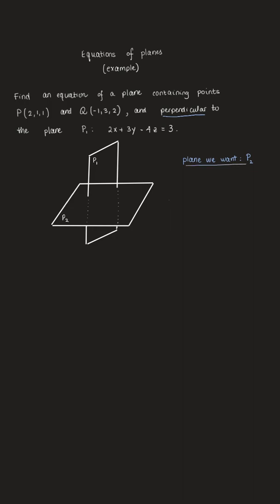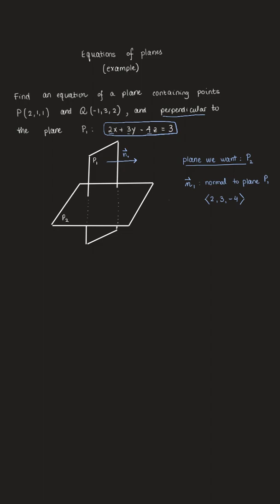Now, for the plane that we have right here, we can read off the normal to that plane. Let's call that N1. N1 is the normal for plane P sub 1. I'll sketch it over here. It looks something like this. And this normal is the vector 2, 3, negative 4. We can read that right off from the equation of the plane. It's the coefficients of x, y, and z.